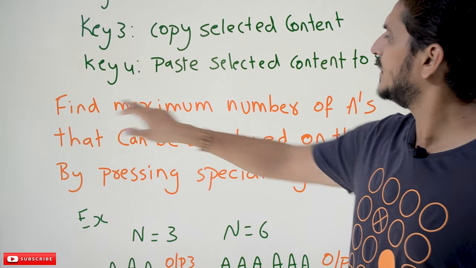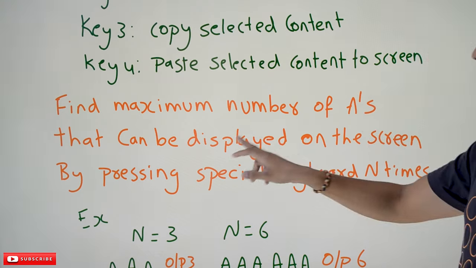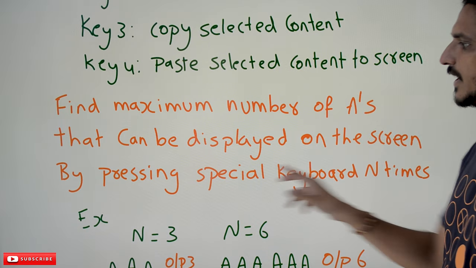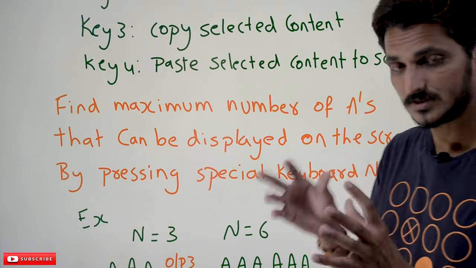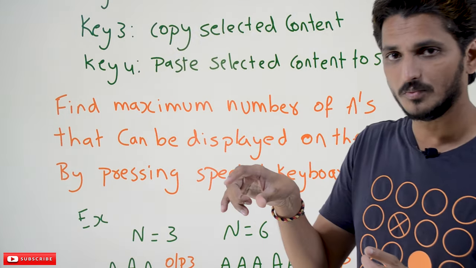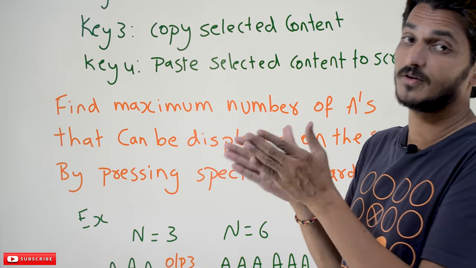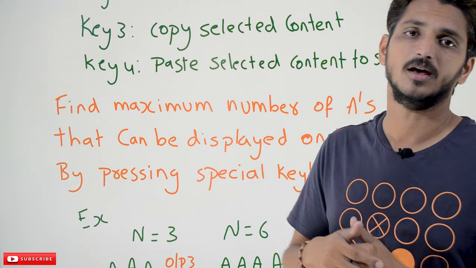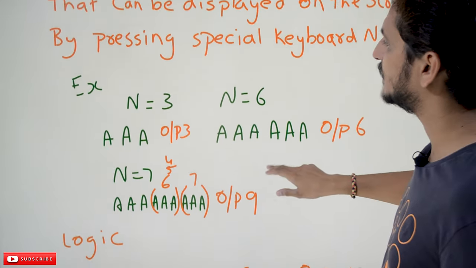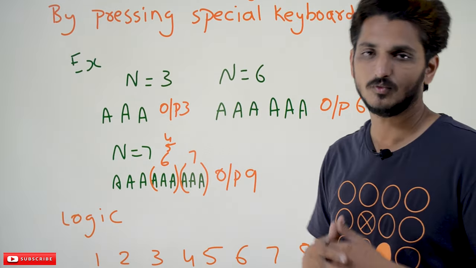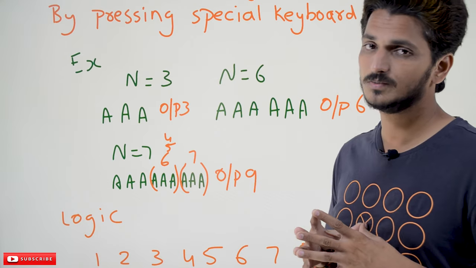Our question here is to find the maximum number of A's that can be displayed on the screen by pressing the special keyboard n times. If you are given the chance to press the special keyboard n times, what is the maximum number of A's you can display on the screen? So that is what is needed. Let's take an example and understand. If n is equal to 3, what's the maximum number of A's you are going to display on the screen?